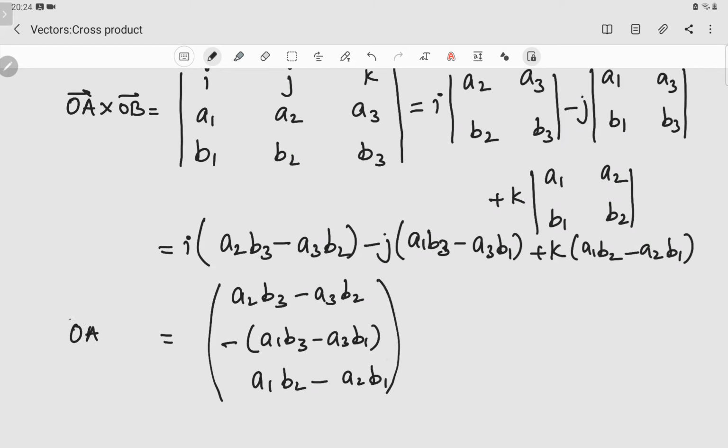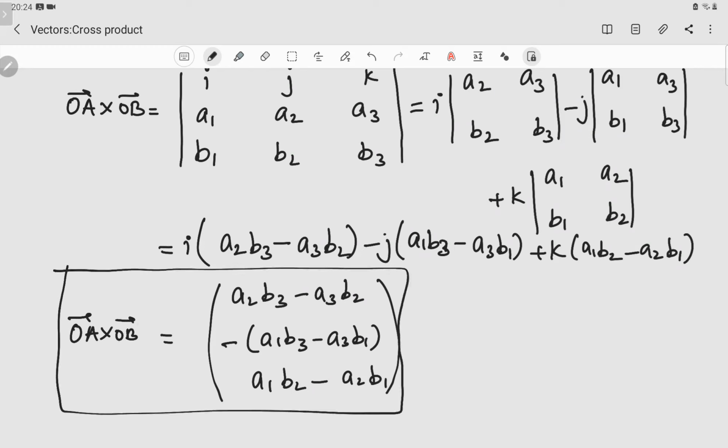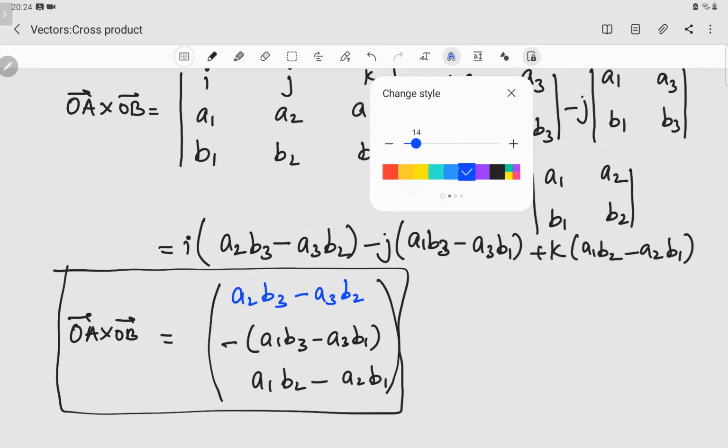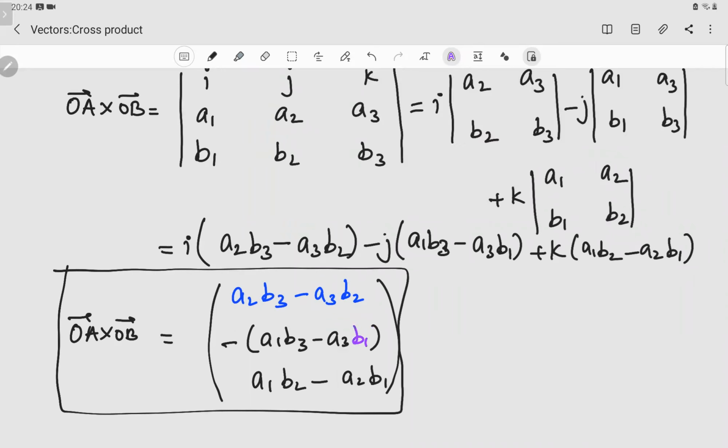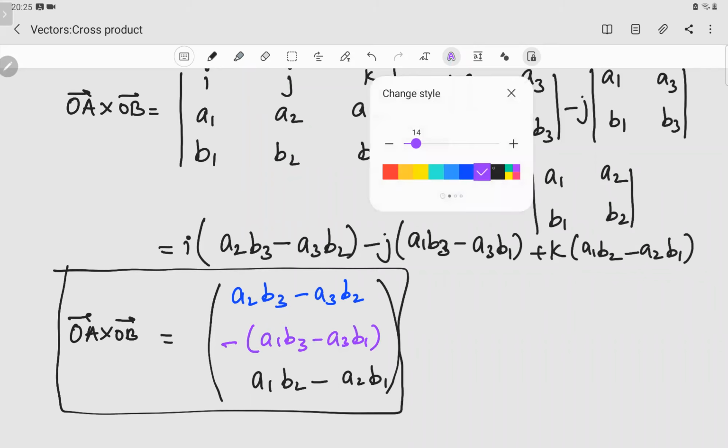Few students memorize it like this, okay? They directly memorize this form. They do not use the determinant to expand it and to find a cross product. They memorize this form, okay? And how can we memorize this part? It's very easy. I can tell you a trick by which you can memorize it.